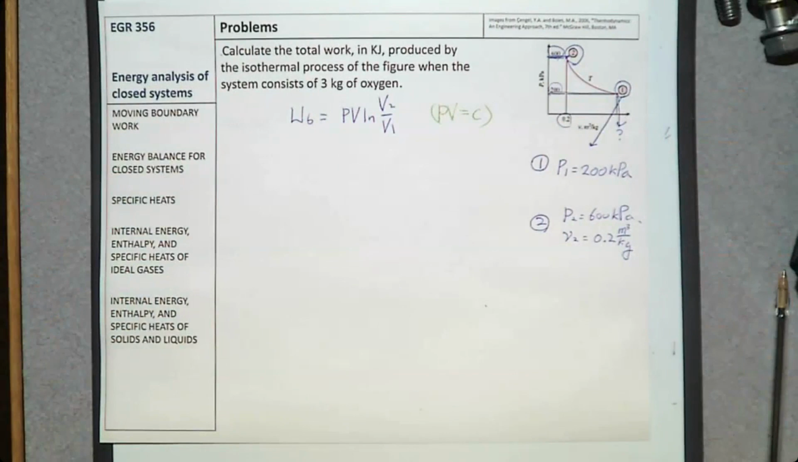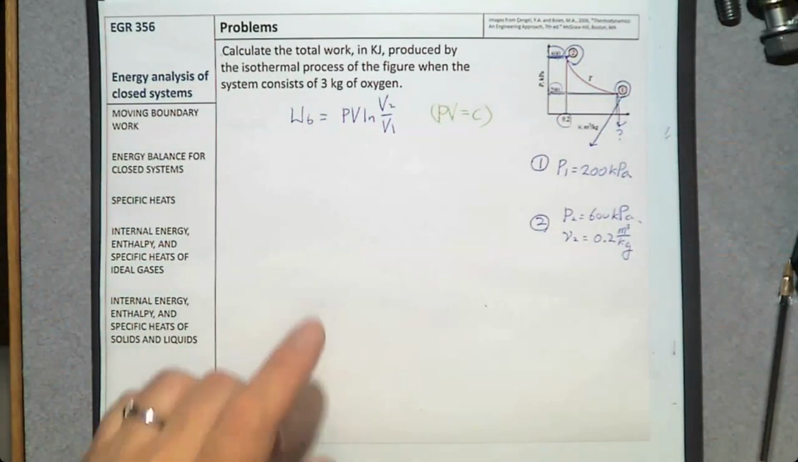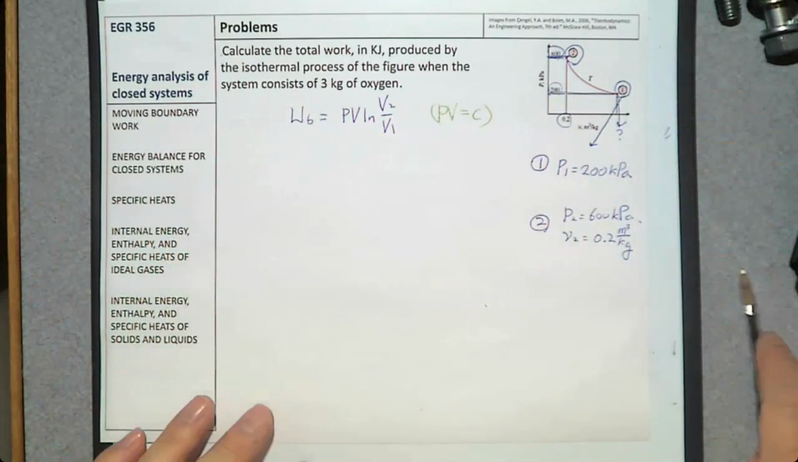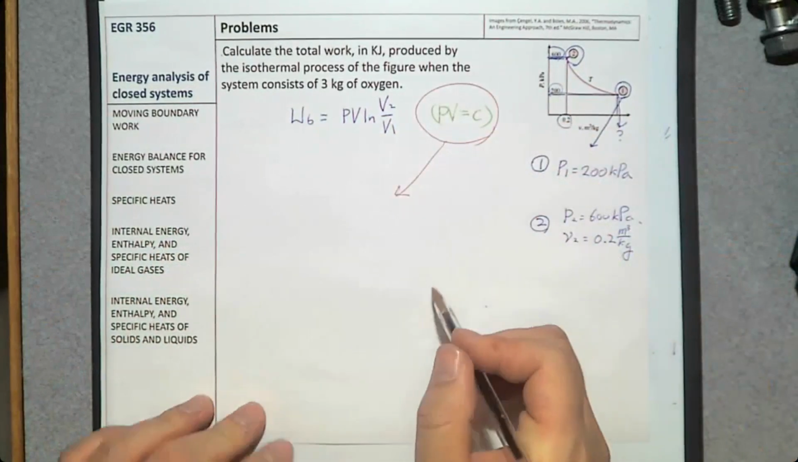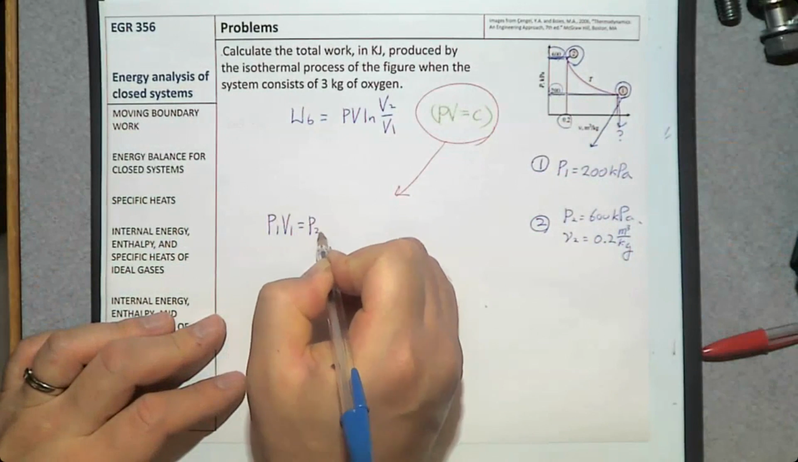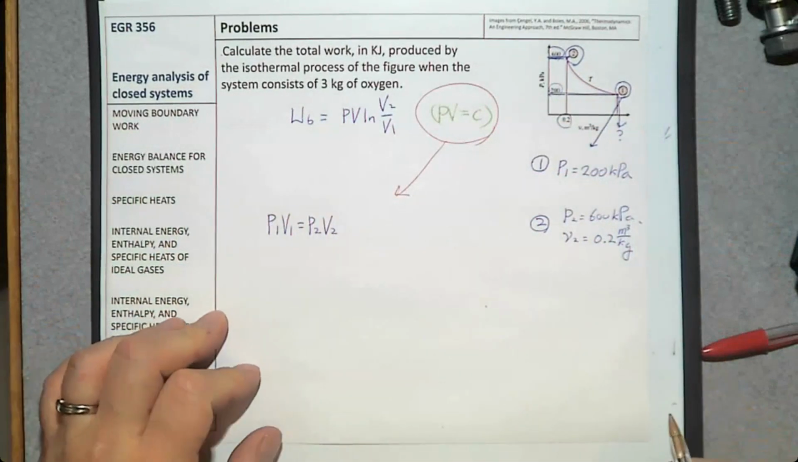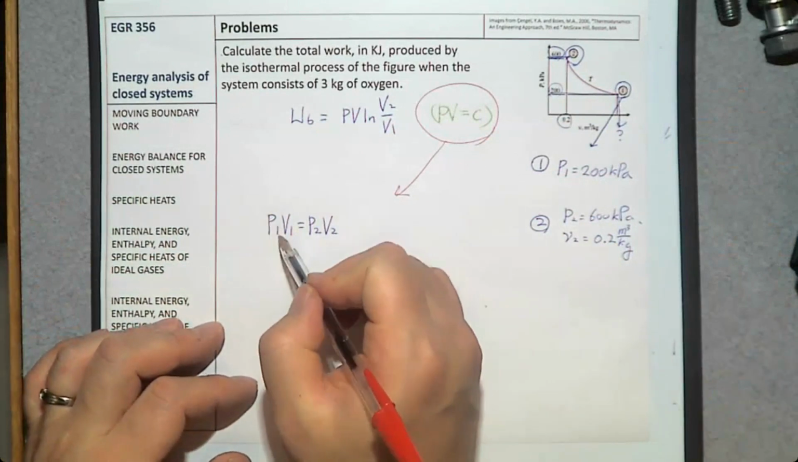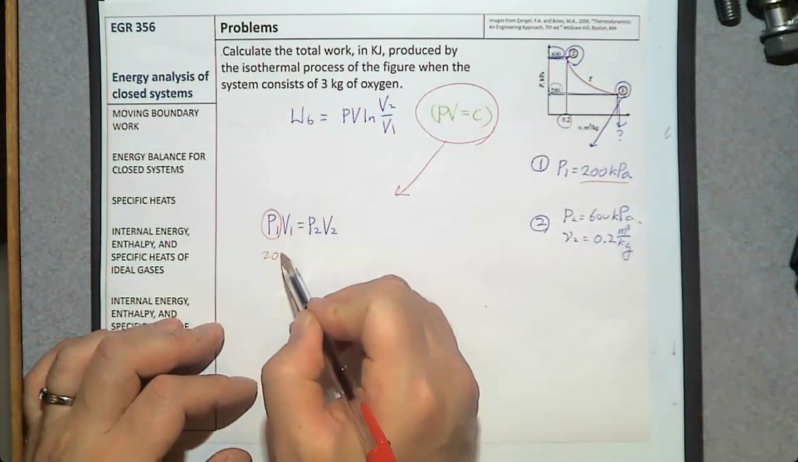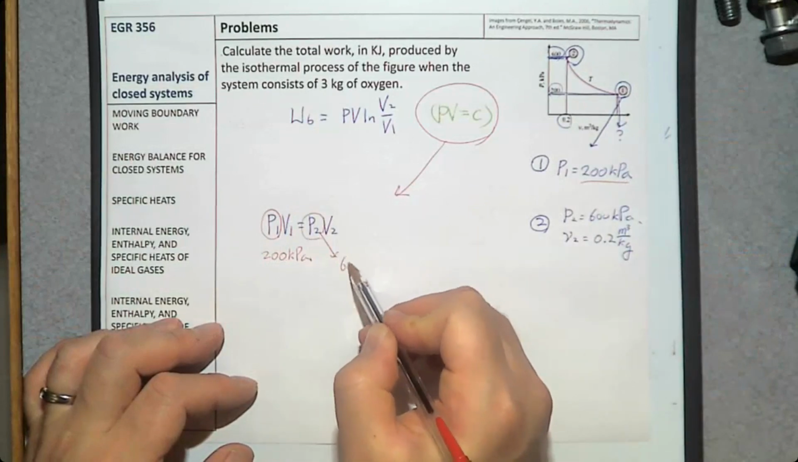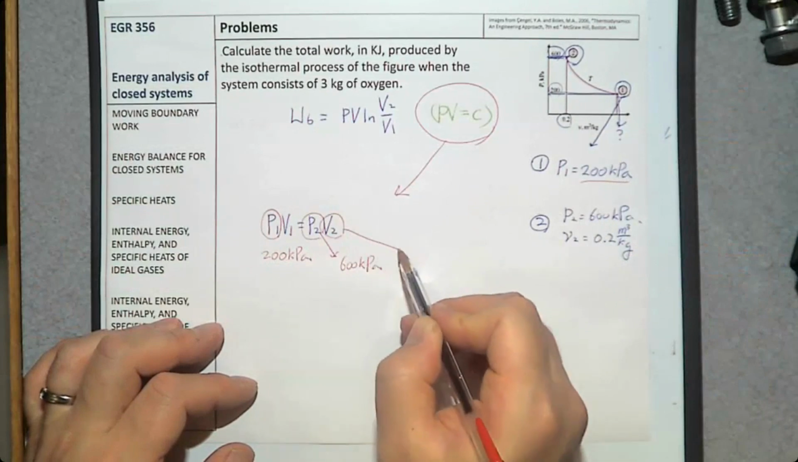Then, can we solve this equation? We can try. Oh, there's one problem. We don't know V1. And let's determine V1. By how? By using this relation, P1 V1 is P2 V2. You remember that, right? So we can use this one. What is P1? 200 kilopascal. What is V1? That we don't know. P2, 600 kilopascal. What about V2?